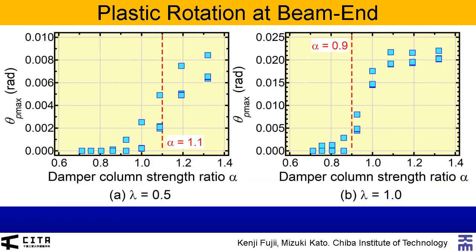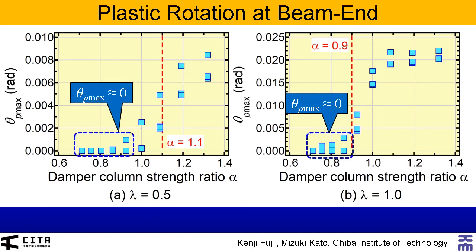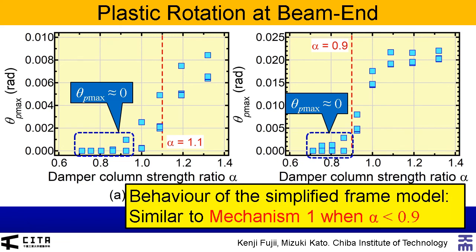Here shows the relationship between the peak plastic rotation at the beam end connected to the damper column at each level and the damper column strength ratio alpha. As expected, theta p max increases as alpha increases. For the scaling factor equals 1.0, theta p max is close to 0 when alpha is less than 0.9. Therefore, the behavior of the simplified frame model is similar to mechanism 1 when alpha is less than 0.9.